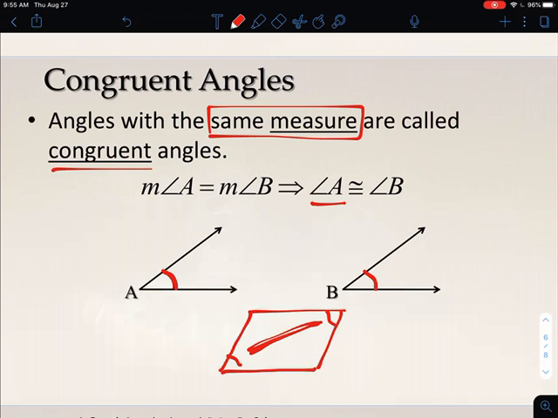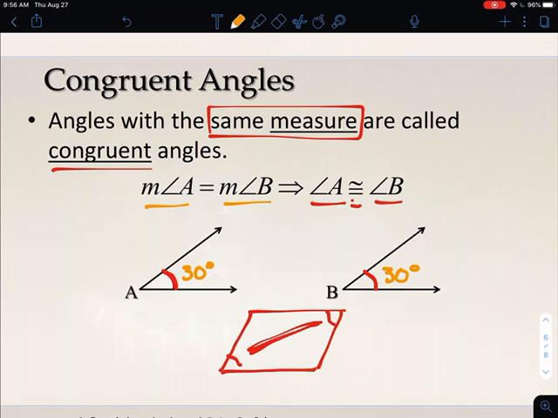Now, the key thing here, an angle is congruent to another angle. So angle A, the physical angle A, is congruent to the physical angle B. If we're talking about the measures, though, so if we're talking about the measure of angle A and the measure of angle B, that means numbers. So for instance, if angle A had a measure of 30, that means angle B also has a measure of 30. Those are equal to each other.